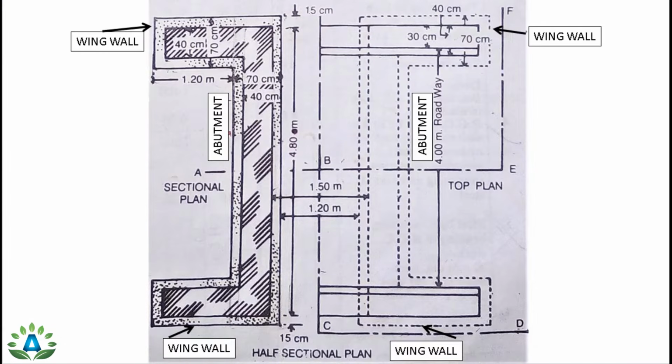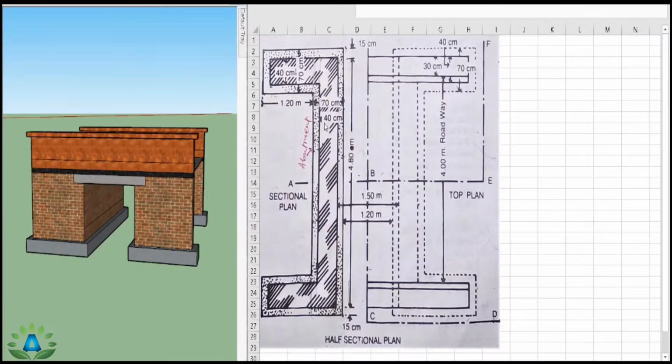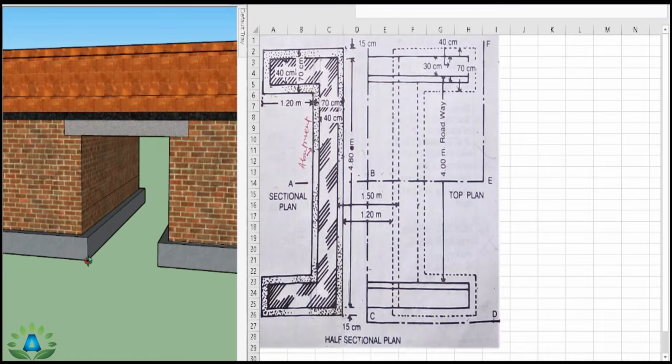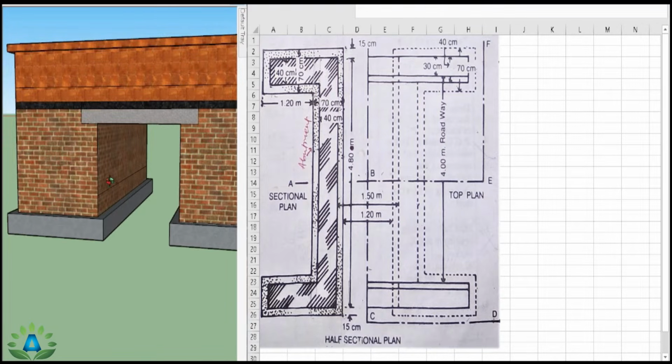Now our first step is to calculate the earthwork in the excavation, in the abutment as well as the wing walls. So we can see that we have to calculate the excavation of this portion, that means 70 centimeter width up to the ground level. That means up to the height of 30 plus 30, that is 60 centimeter height. So for this excavation work, we need to calculate the length of this abutment from this point up to this point, and we have to do the excavation up to the ground level.